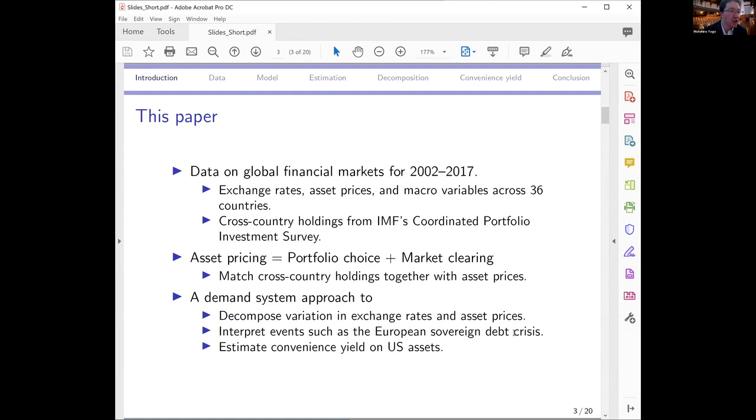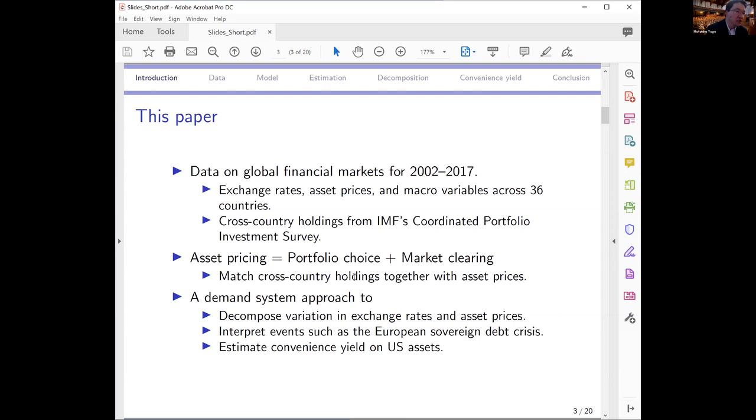So we put together data on global financial markets from 2002 to 2017. Our sample period is dictated by the availability of the IMF's Coordinated Portfolio Investment Survey, which has the bilateral portfolio holdings across countries. We also have exchange rates, bond yields, as well as equity prices across 36 countries. And the way we're approaching asset pricing is going to the micro foundations of all asset pricing models, which is that there's a portfolio choice, plus market clearing pins down all the asset prices.